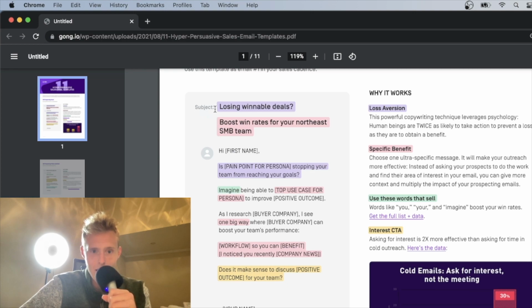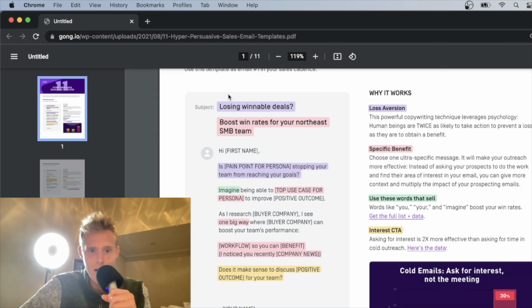So the subject line: losing winnable deals. Gong sells to sales leaders, so that catches their eye because that's a pain point. If you're selling to IT leaders, it might be mitigate IT risk. Or if you're selling to HR people, losing quality candidates, retention, for example. So figure out what subject line works. I've heard based on my research that 3 words tend to be good there. And we're playing into loss aversion, so we're getting deep in their brain before they even open the message. I already feel the pipeline starting to brew up.